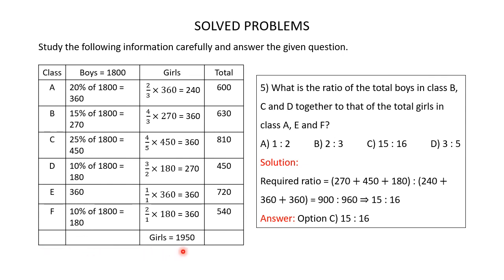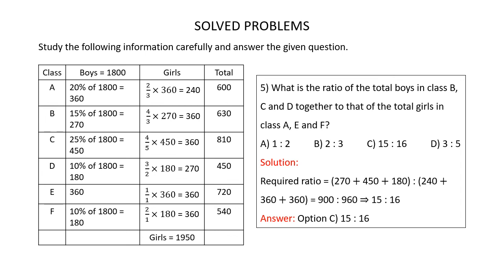Based on the information given in this common interpretation table, let's answer the given question. What is the ratio of the total boys in class B, C and D together to that of the total girls in class A, E and F? You are given 4 options here and you have to find out which of these options is the correct one.